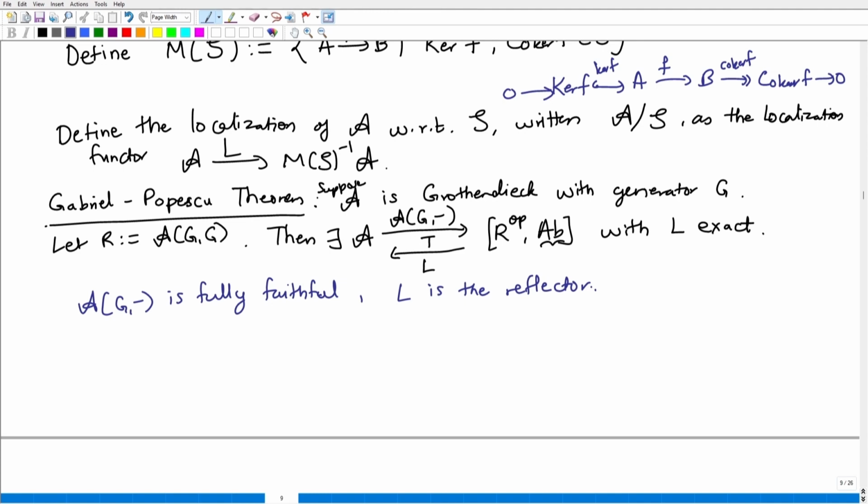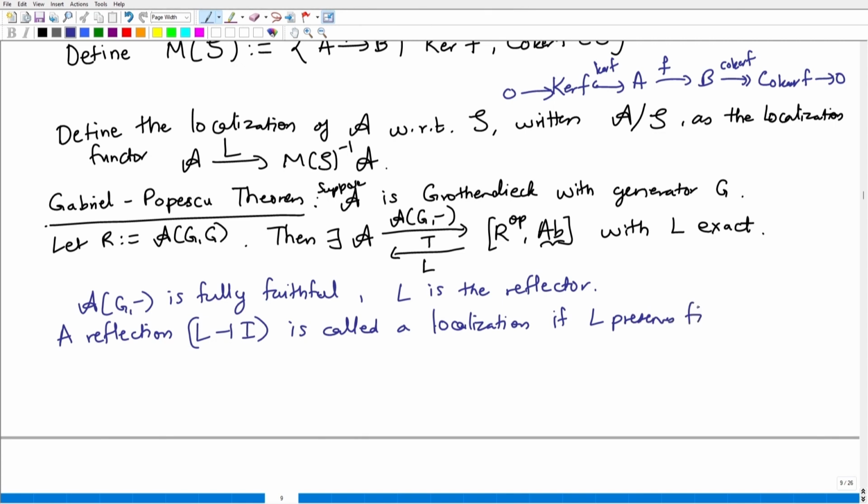And moreover, reflection is also called a localization if, and so a reflection L is called a localization if L preserves finite limits.